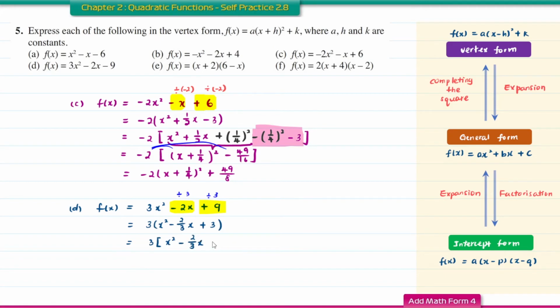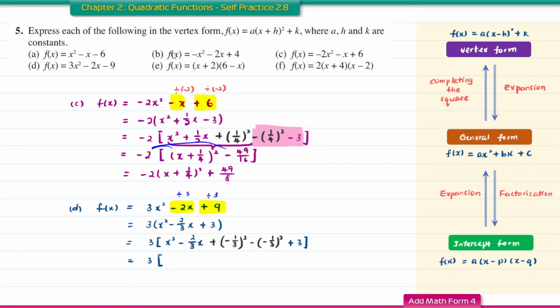here we're going to add in a number. So take the b, which is negative 2 over 3. We're going to divide it by 2. Then you're going to get negative 1 over 3. And then we're going to square it. And minus with exactly the numbers that you add in. So plus 3 at the back there.